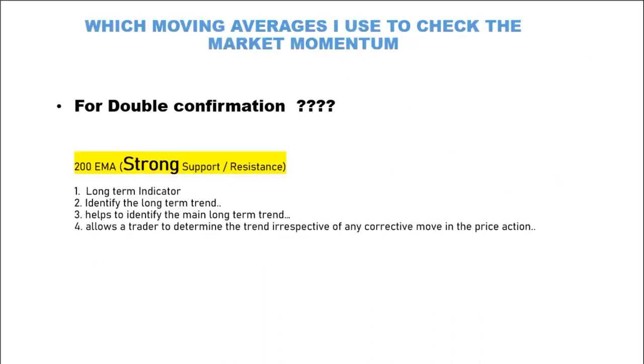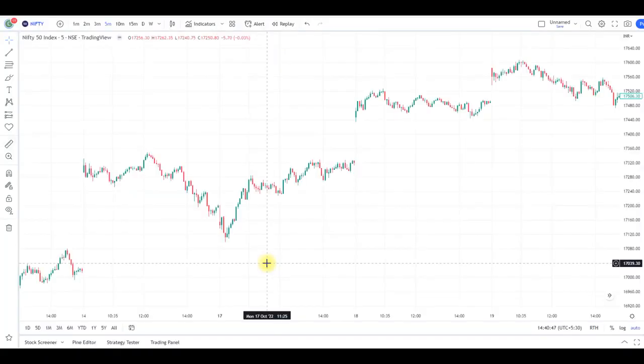Till now, we have seen about 20 EMA and 5 EMA. Now, I am going to tell you about 200 EMA, which gives us double confirmation to enter into the trade. Basically, 200 EMA is a long-term indicator which helps the trader to identify the long-term trend. Till now we have seen 5 EMA, 20 EMA and 200 EMA. Now let's see how we can use these EMAs in our intraday trading.